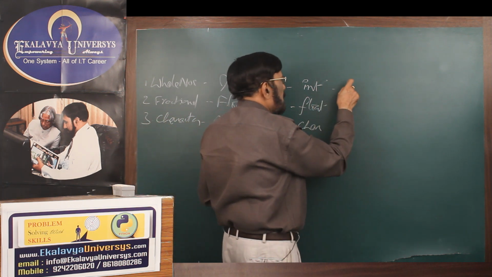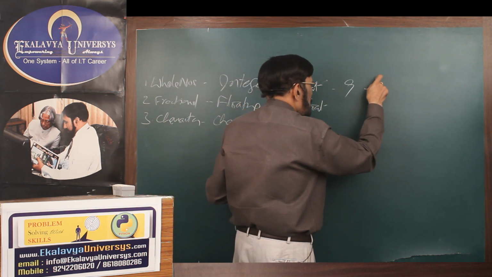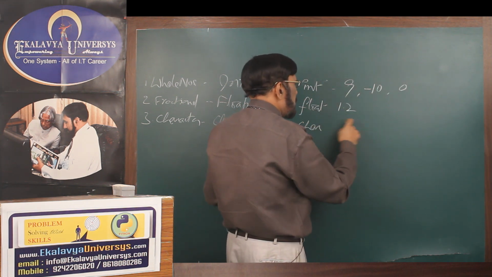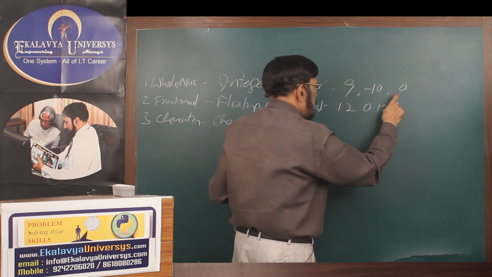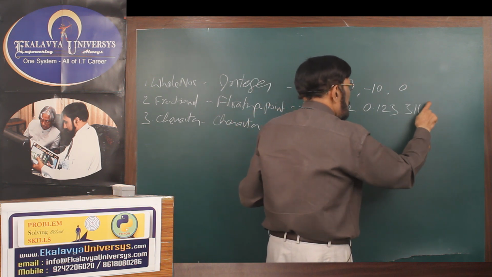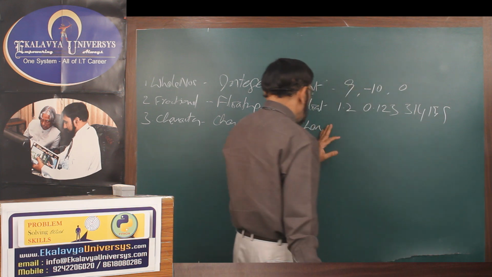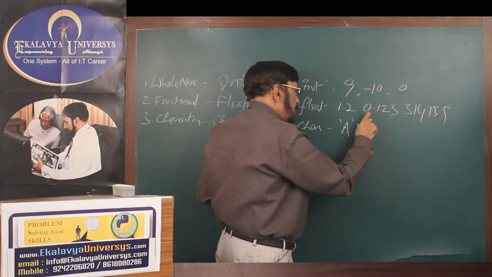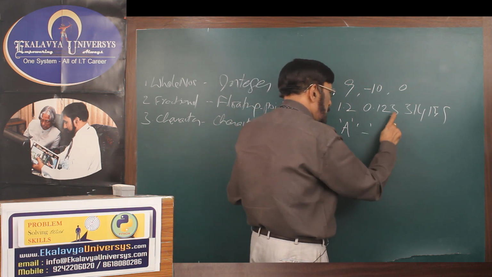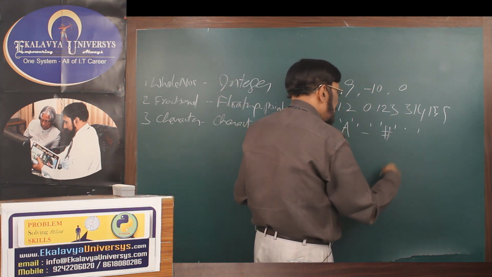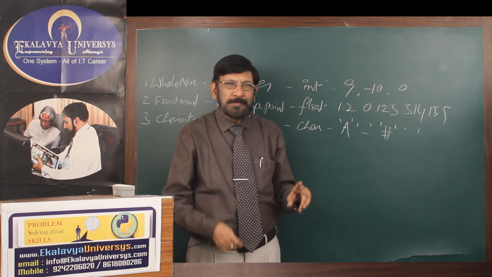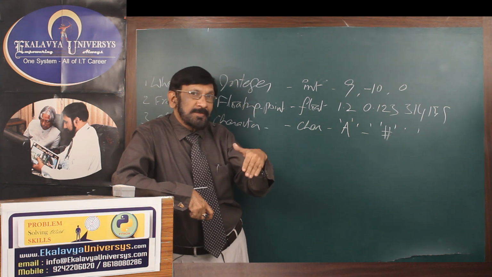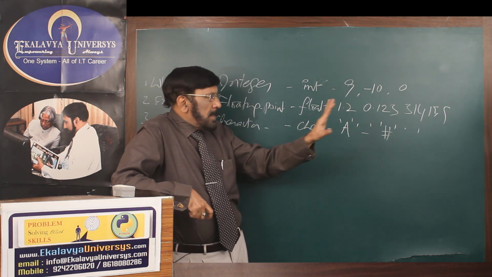For example, 9, -10, 0 are integers. 1.2, 0.123, 3.14159 are all float. And the character A, any character, even the blank character, these are characters. Just remember, only three types I am going to explain. These are through C language, the C examples.